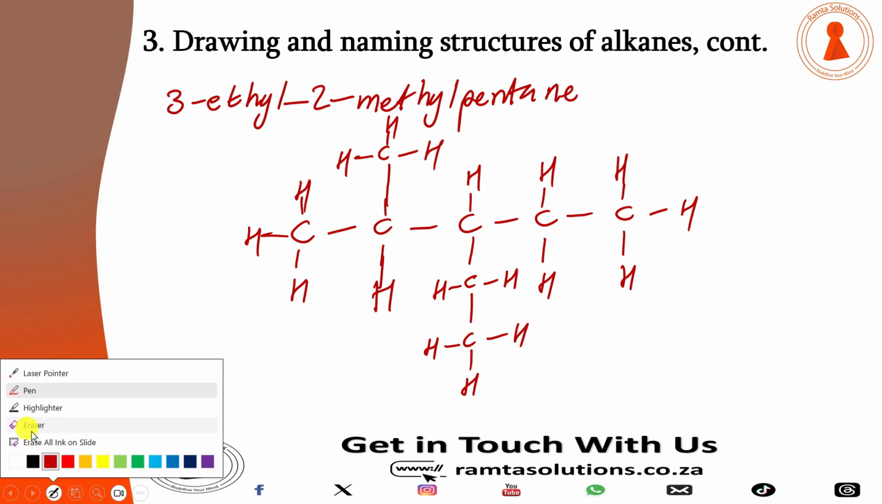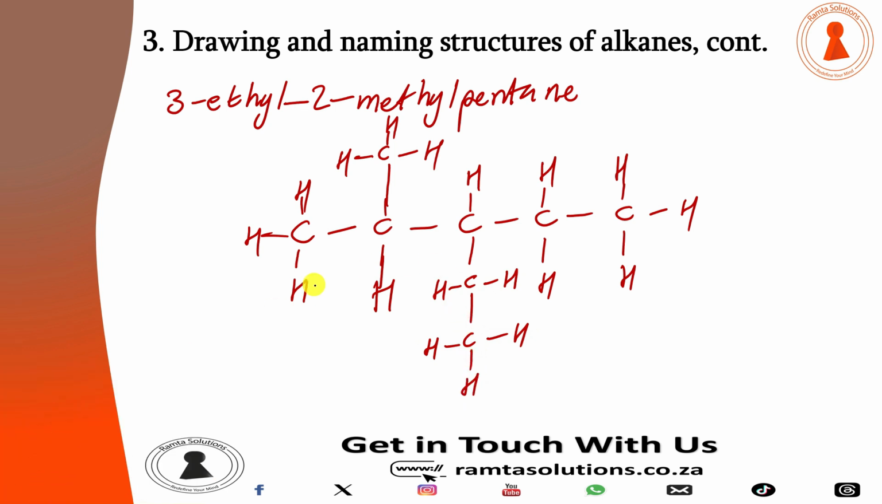Now let me show you how you number. Remember, it's your choice to say, let me see, 1, 2, 3, 4, 5. Where's the first substituent? On the third carbon. No, I'm not going that route. But check. 1, 2, 3, 4, 5. Where's the first substituent? On the second carbon. Which one comes first between 2 and 3? It's 2. So we start numbering from here.